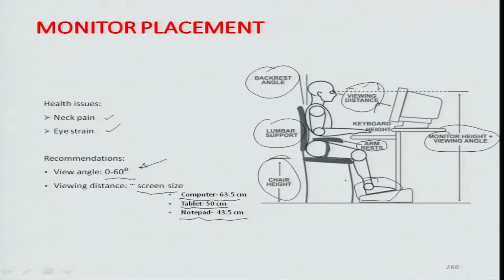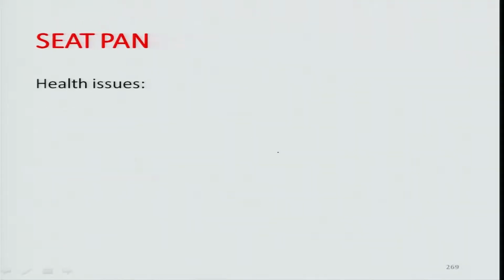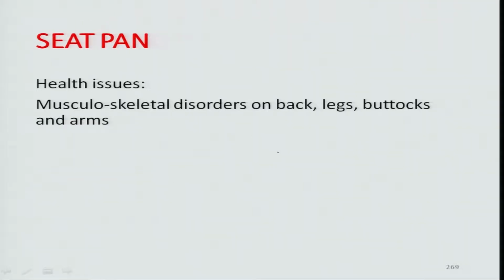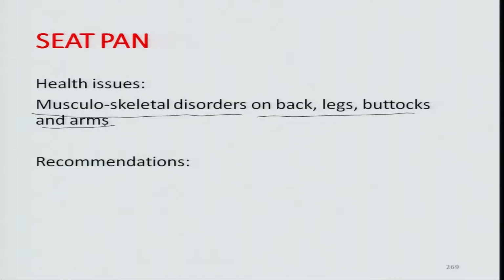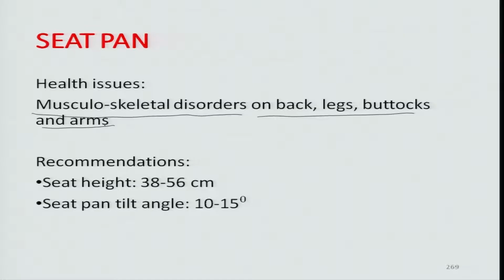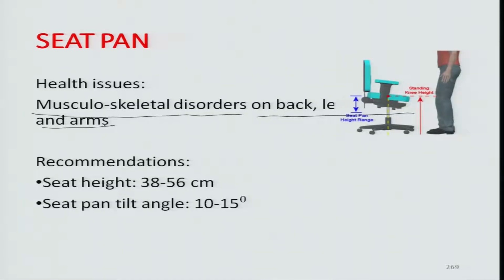So when we talk about the health issues related to the designing of this seat pan, again there are severe issues indicated. For example, there can be musculoskeletal disorders, particularly on back or legs or even buttock regions or arms of a person who is continuously using it, if it is not properly designed. And in respect of some of these health issues, some guidelines have been set up, some recommendations have been given with respect to what would be typically the seat height.